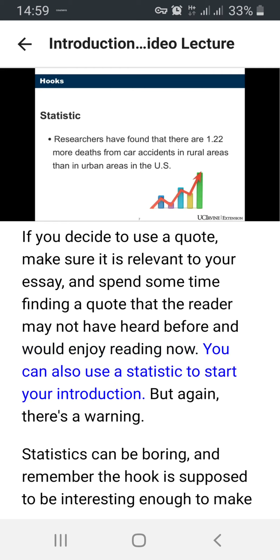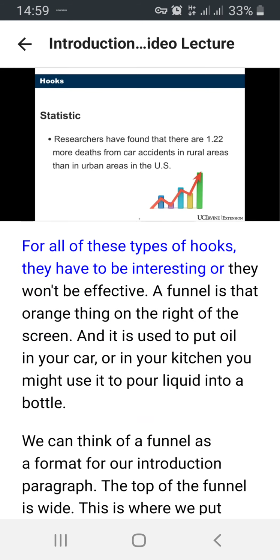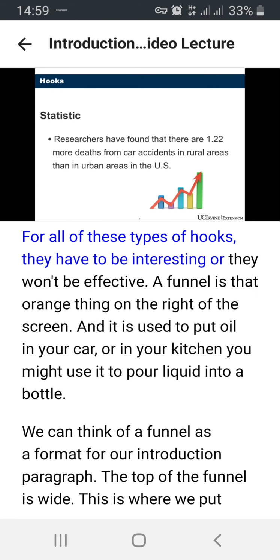You can also use a statistic to start your introduction. But again, there's a warning. Statistics can be boring. And remember, the hook is supposed to be interesting enough to make your reader want to continue reading your essay. So don't use too many statistics. Don't use hard to understand statistics. And don't use common statistics that everyone knows. For all of these types of hooks, they have to be interesting or they won't be effective.